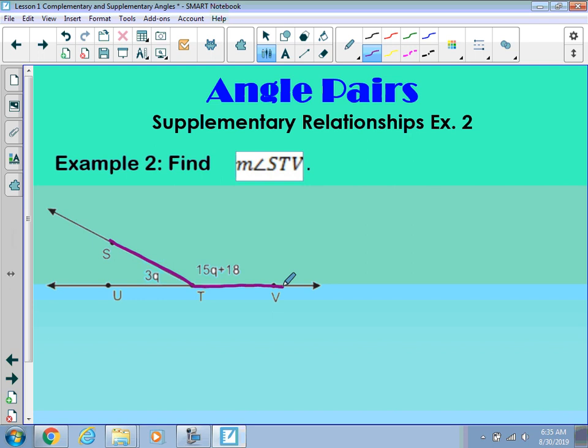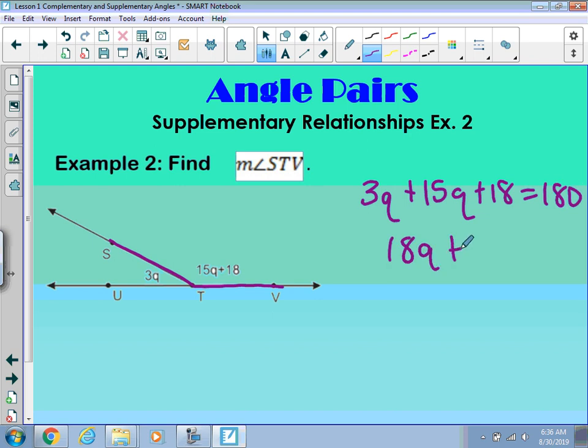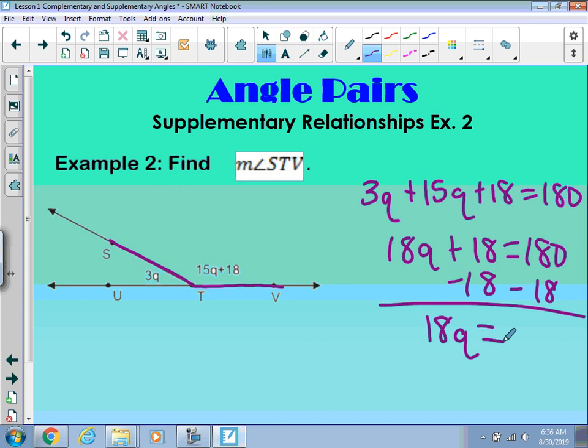So again, I'm going to set my pieces equal to 180, so 3Q plus 15Q plus 18 equals 180. That's going to give us 18Q plus 18 equals 180. We're going to subtract 18 from both sides. We get 18Q equals 162. Divide by 18. So Q would be a value of 9.